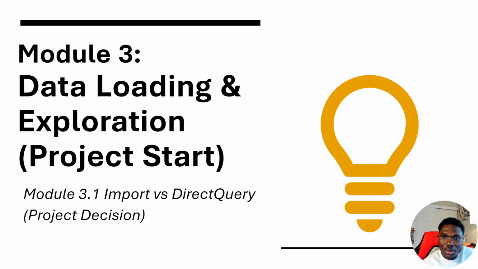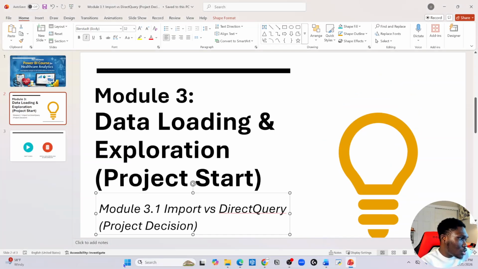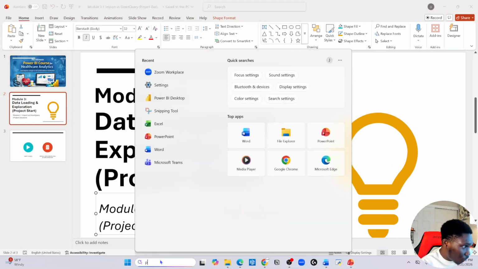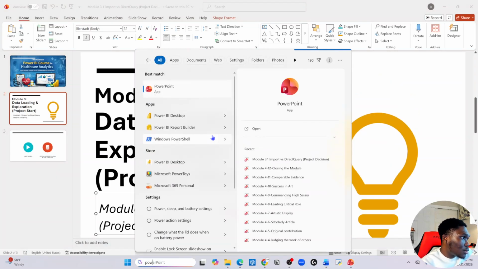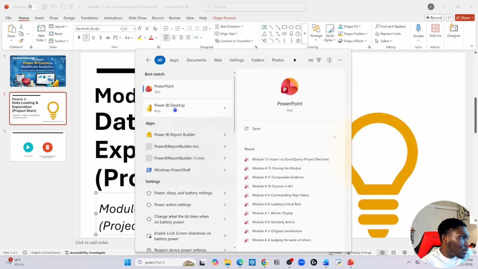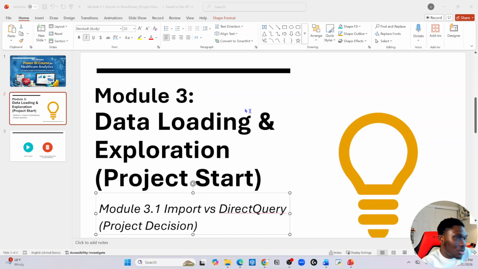So we understood the data already. How do we import it into Power BI? Let's dive right into that. The first thing we want to do is open up Power BI. At this point, you should have it installed. What I recommend is you search your desktop for Power BI Desktop. I'm just going to open it up.